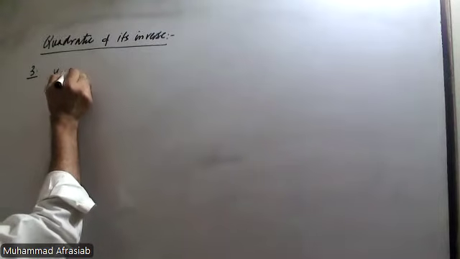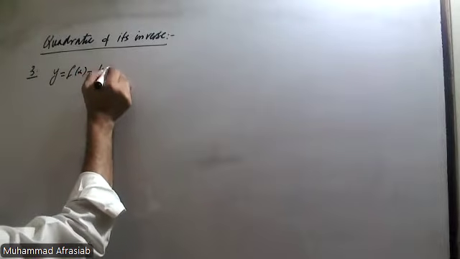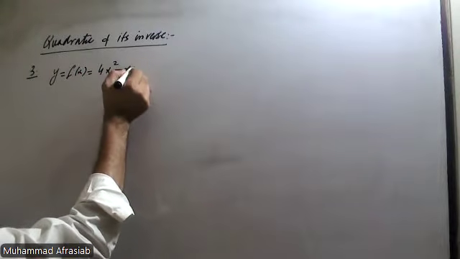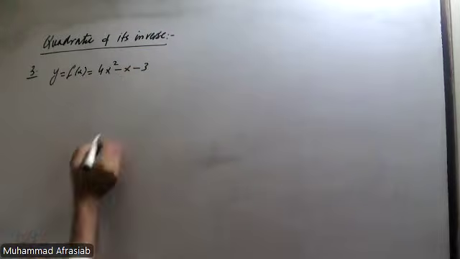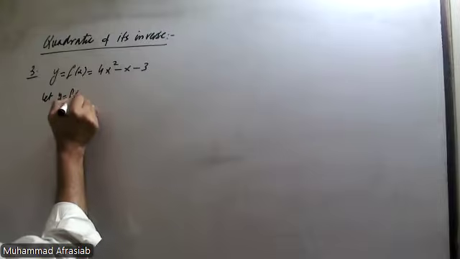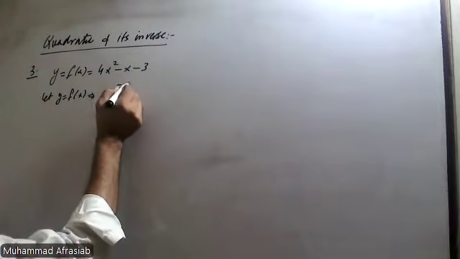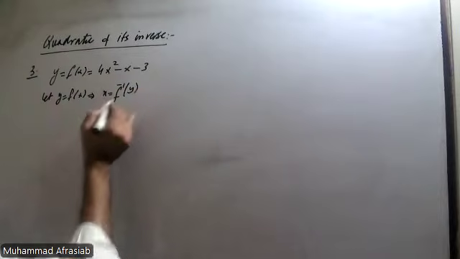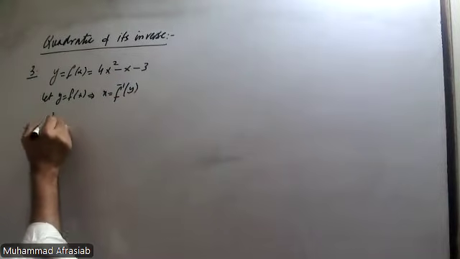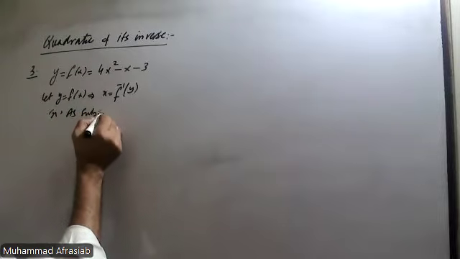Now we are taking another example of this quadratic inverse. Let's say y equal to f of x, and that is equal to 4x square minus x minus 3. Let y equal to f of x, then x is equal to f inverse of y. So it means you are making x the subject of this equation.